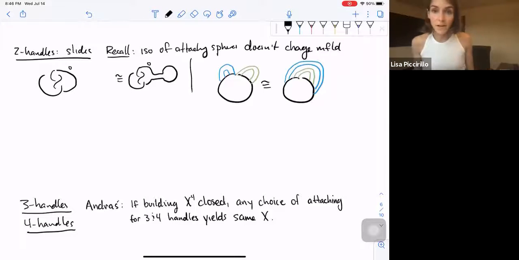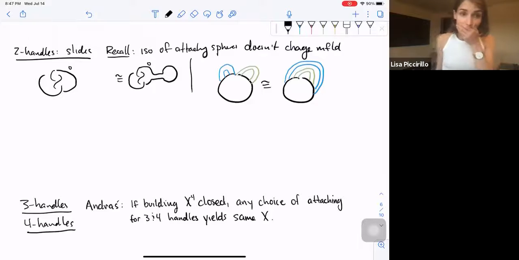So that's the sort of schematic of what a handle slide is. It's just an isotopy, but where you recognize that any lower index handles might have contributed some interesting topology for the boundary, and we can use that topology to do our isotopy.